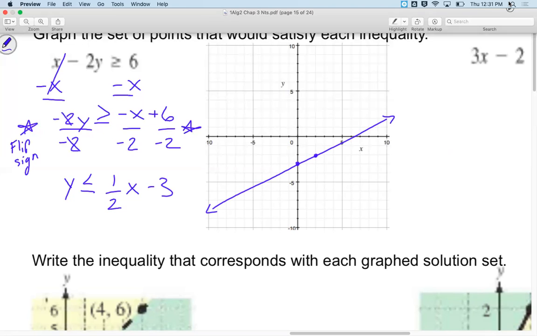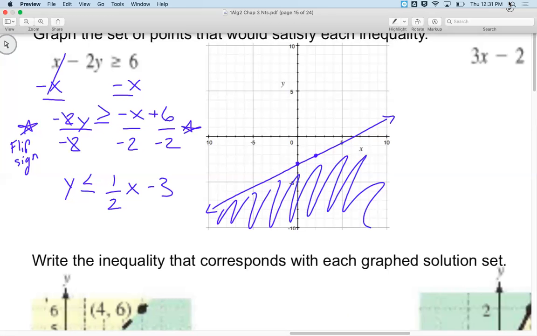No, so y is less than, right? Where are the points less than negative 3? This way or that way? Down. You okay with that, Hansi? Yep. All right.